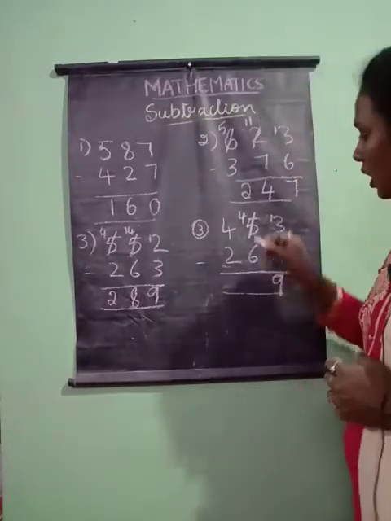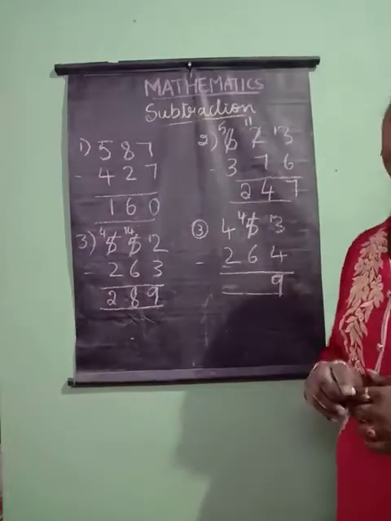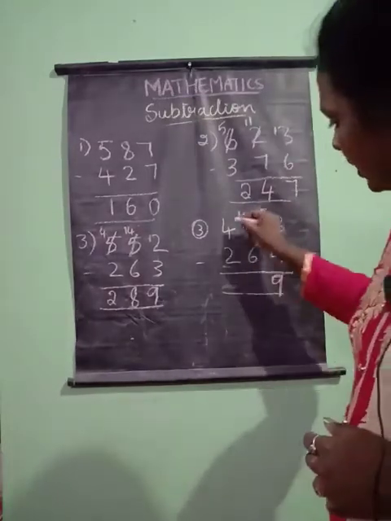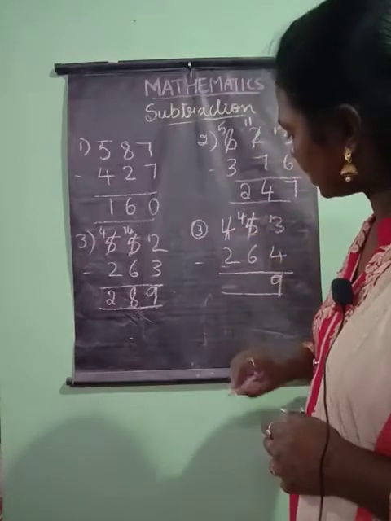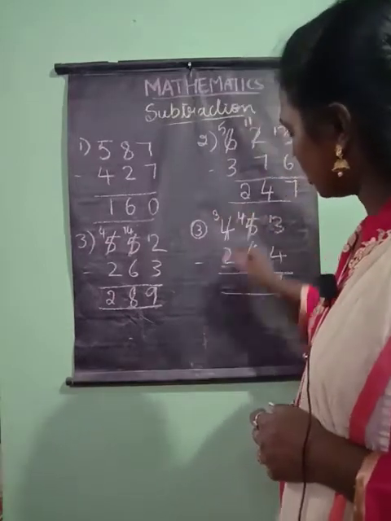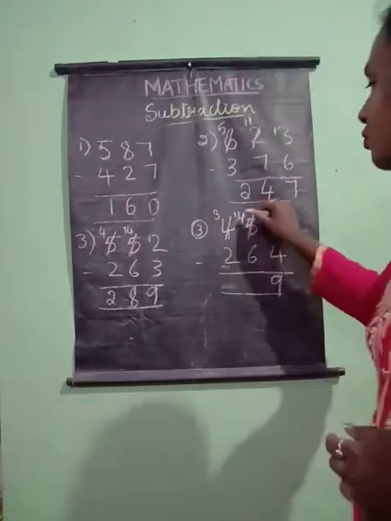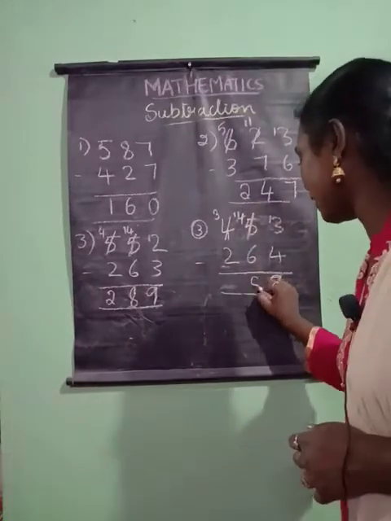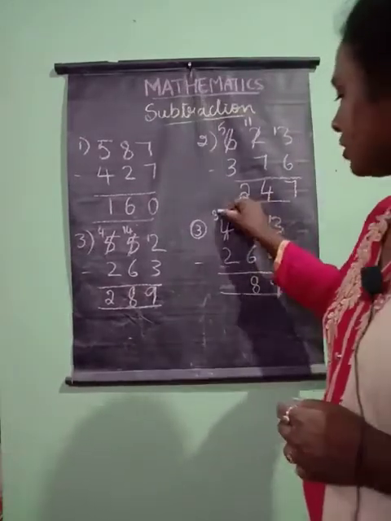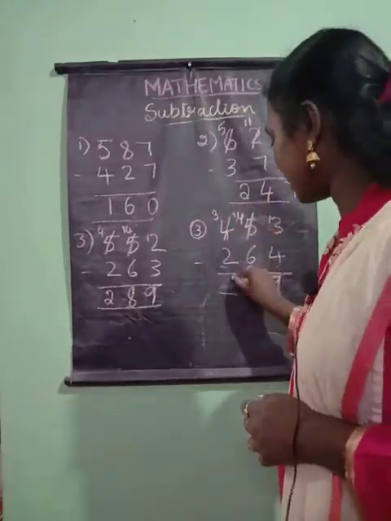So as soon as you are taking carry, cancel this and write the lower number here. And now from 13, if I subtract 4, I will get 9. Okay. Now I have 4. From 4 I cannot subtract 6. So taking carry, immediately I am going to cancel 4 and write 3. From 14 if I subtract 6 I will get 8. So from 3 if I subtract 2 I will get 1.